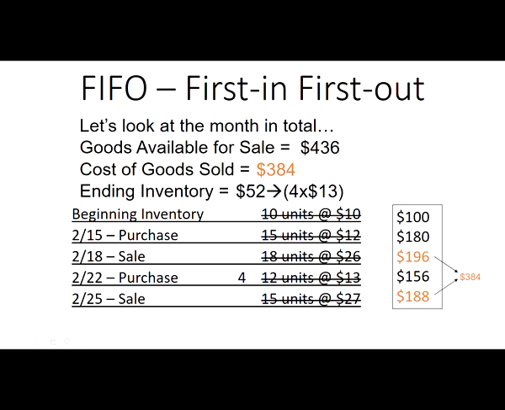This isn't a guarantee. There are ways to make this happen, to have the goods available for sale equal the beginning inventory, equal the cost of goods sold and the ending inventory, but it's not very common. If you're doing the problem correctly, this will catch any numerical mistakes, calculator mistakes, anything like that.